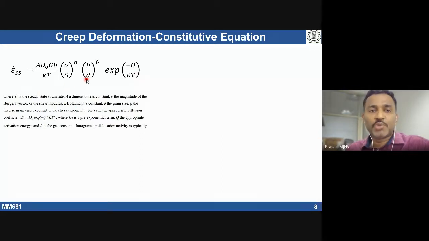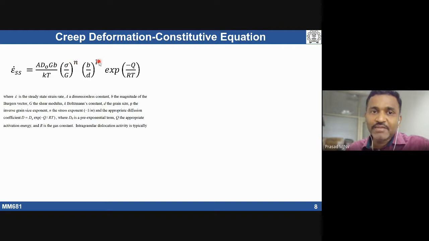So basically, initially Dorn proposed, and after that some additions were taken into consideration, that finally the steady state creep rate can be expressed as a function of stress, grain size, and temperature. Here, A is a constant, D0 is the diffusion coefficient, G is the shear modulus, b is the Burgers vector, k is the Boltzmann constant, T is the temperature, sigma is the true stress, d is the grain size.